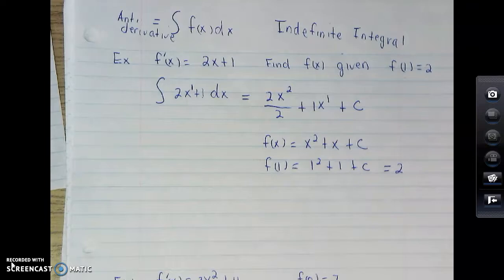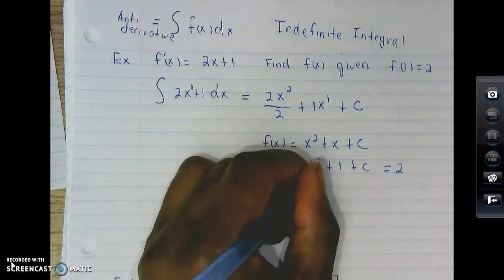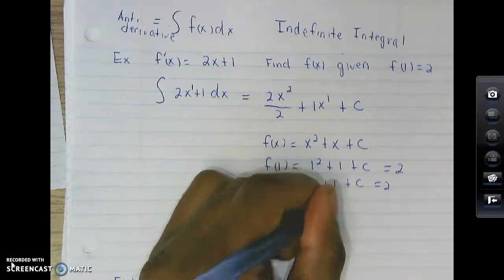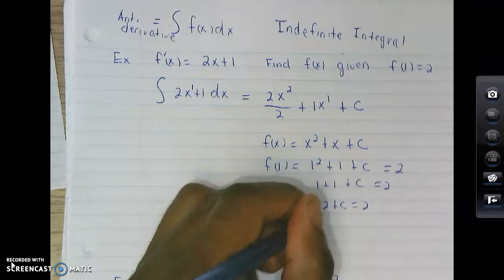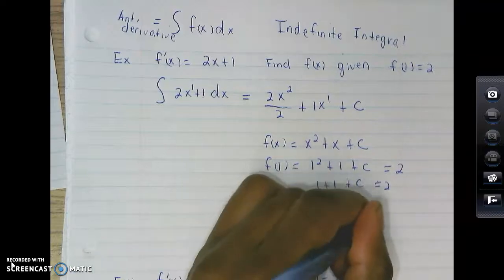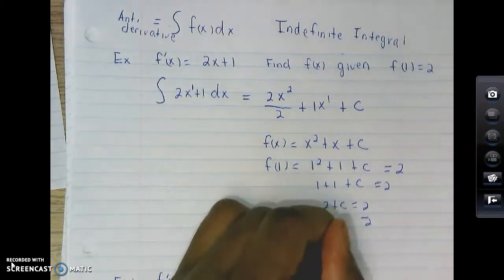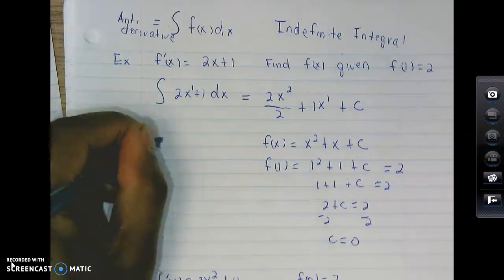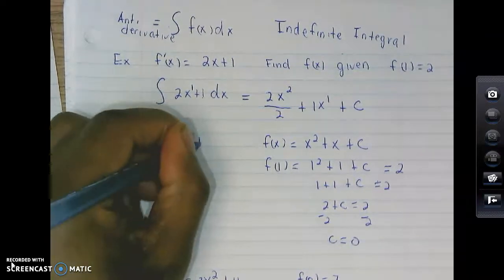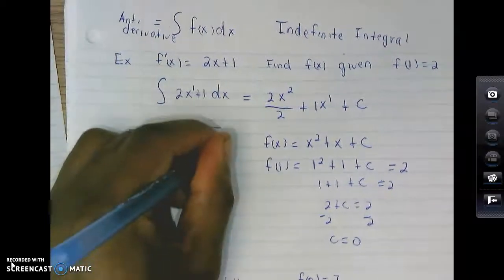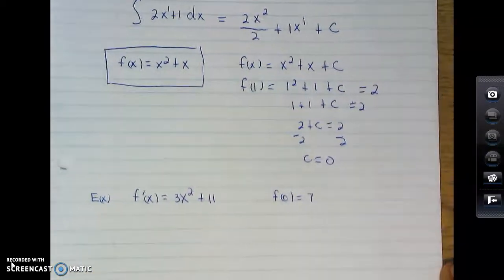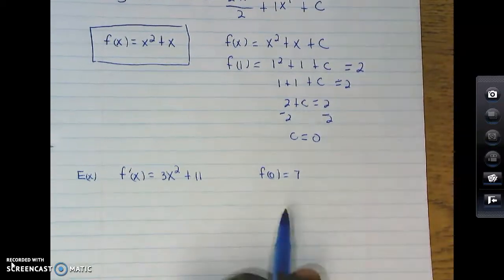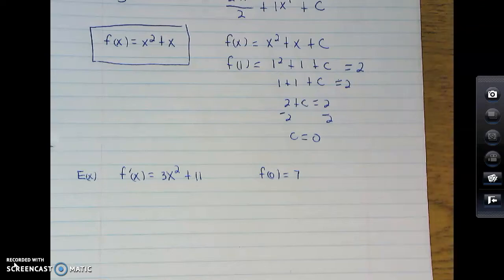And now I have enough information to solve for c. So that's going to be 1 plus 1 plus c is equal to 2. So that means I have 2 plus c is equal to 2. So if I subtract 2 from both sides, then I know my c is equal to 0. So I found the particular solution. I know that f of x is going to be equal to x squared plus x, and that is my final answer. So I want you to look at this next example and see if you can find the function f given that f of 0 is equal to 7.